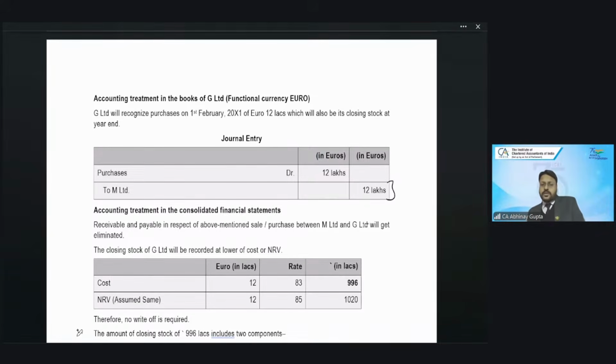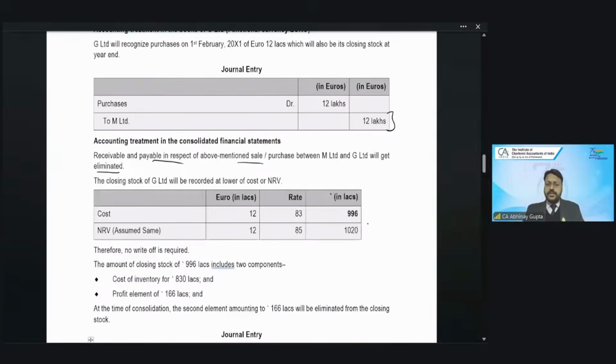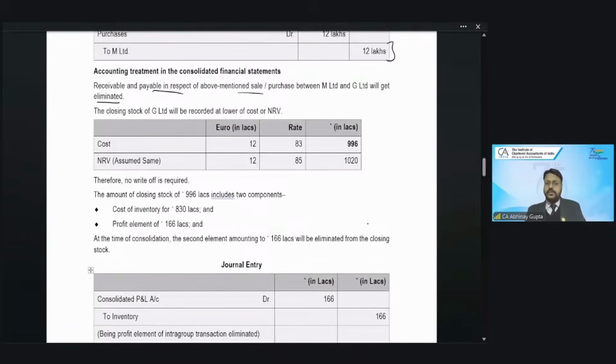Accounting treatment in the consolidated financial statement, what would it be? Receivables and payables in respect of the above mentioned sale will be eliminated while preparing the consolidated financial statements, right? That is the normal part and parcel of the consolidation. And the closing stock of G Limited will be recorded at the lower of cost or NRV, whichever is lower as per Ind AS 2. Now, what is the lower?